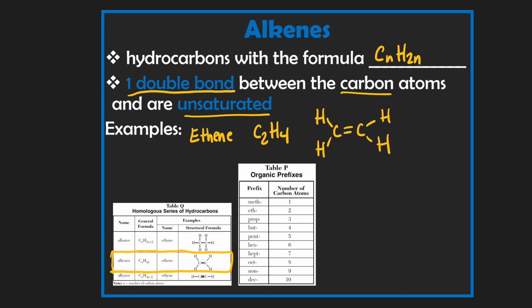Another example would be propene. Prop means that we have 3 carbons present. So I'm going to write 3 carbons in a row in a chain. The chemical formula is C3H6. And now I can add my hydrogens.